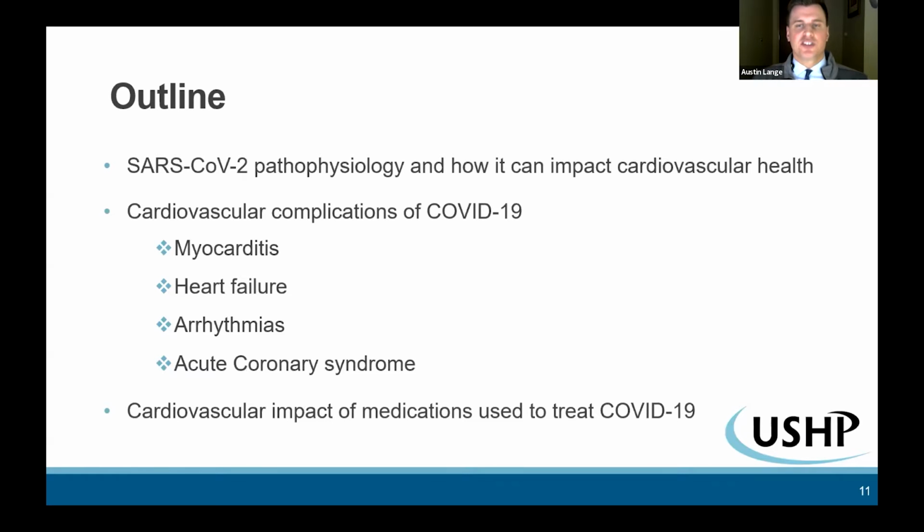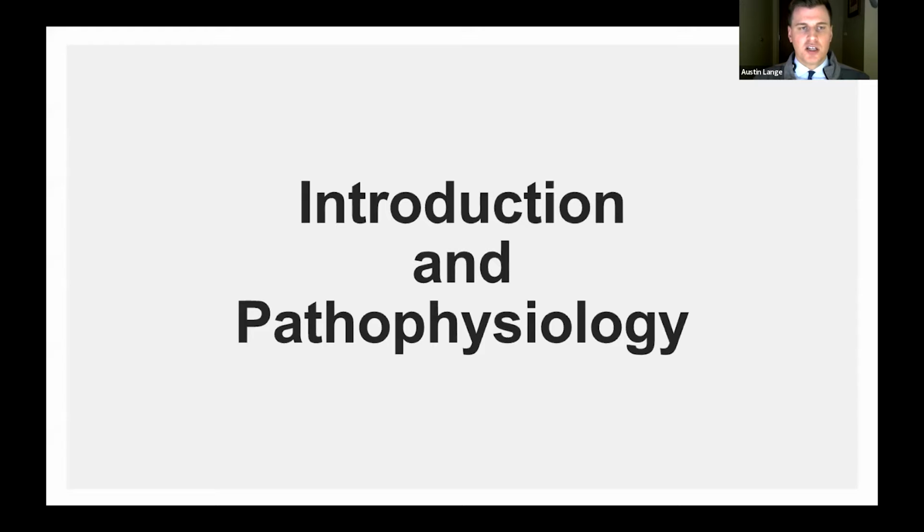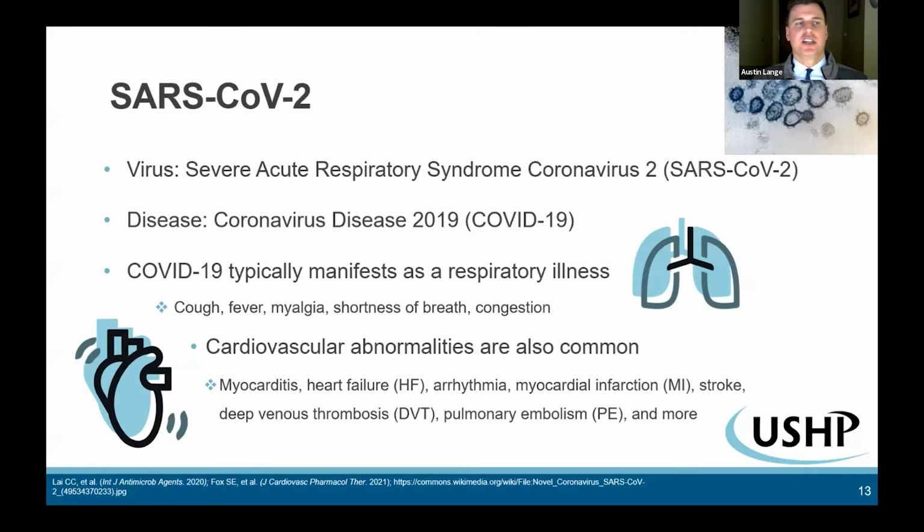In order to accomplish those learning objectives, we have an outline here. First off, we'll talk about SARS-CoV-2, the pathophysiology and how it impacts cardiovascular health. And then we'll dive into cardiovascular complications of COVID-19, specifically highlighting myocarditis, heart failure, arrhythmia, and acute coronary syndrome. And finally, as mentioned previously, in the last third of the presentation, we'll talk about the impact of medications used to treat COVID-19 and the cardiovascular impact specifically. So without further ado, we'll jump into the introduction and pathophysiology.